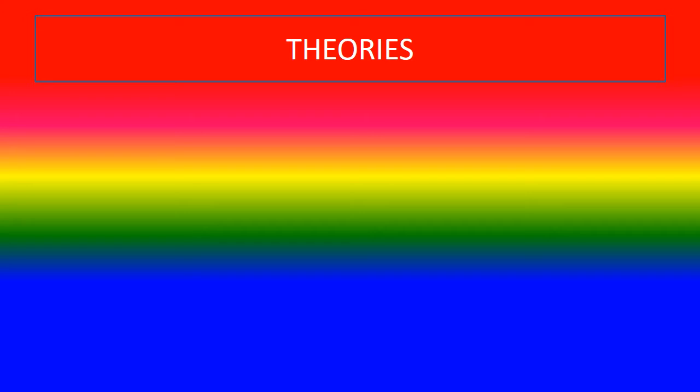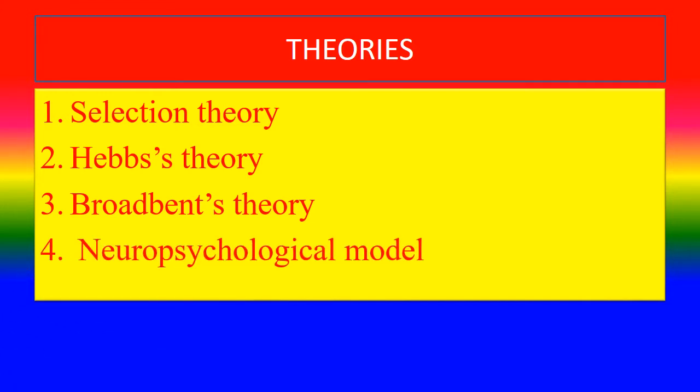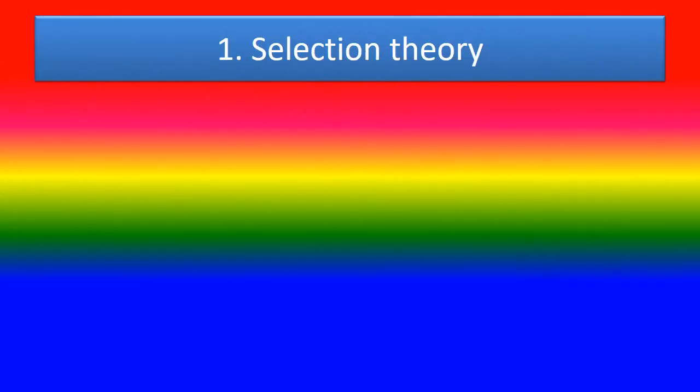Theories of attention. First, selection theory. Second, Hebb's theory. Third, Broadbent's theory. Fourth, neuropsychological model. Detail going on. First, selection theory.